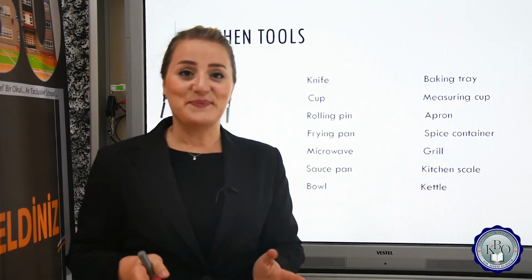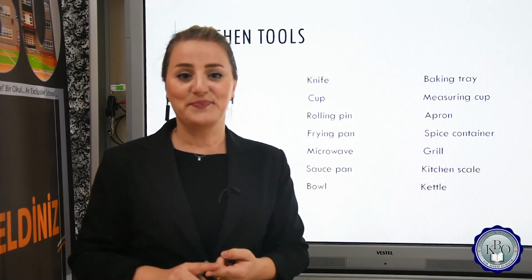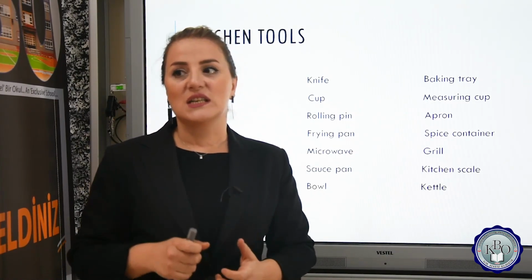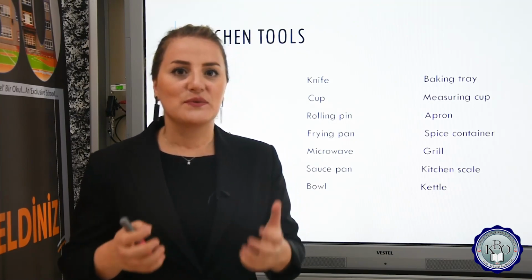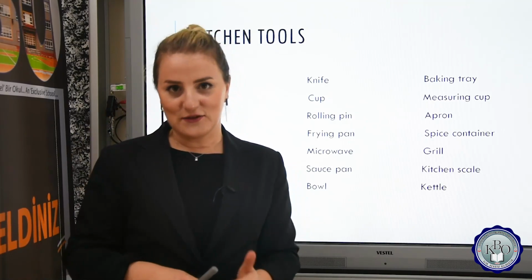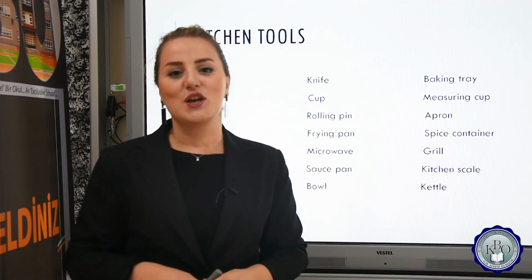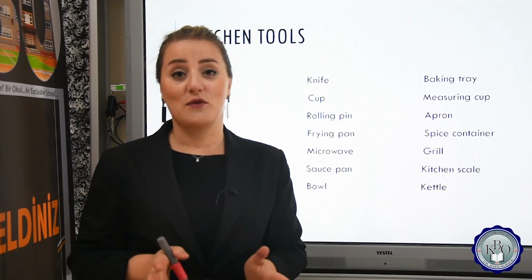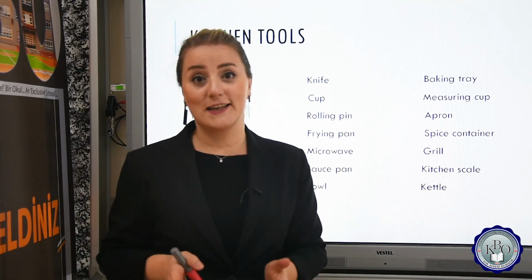Or a kitchen scale is a kind of measurement scale that you measure the sugar or the salt in terms of their grams. And the kettle, I think this is the best electronic appliance in the kitchen, so you can just heat the water in a very short time by using an electric kettle.